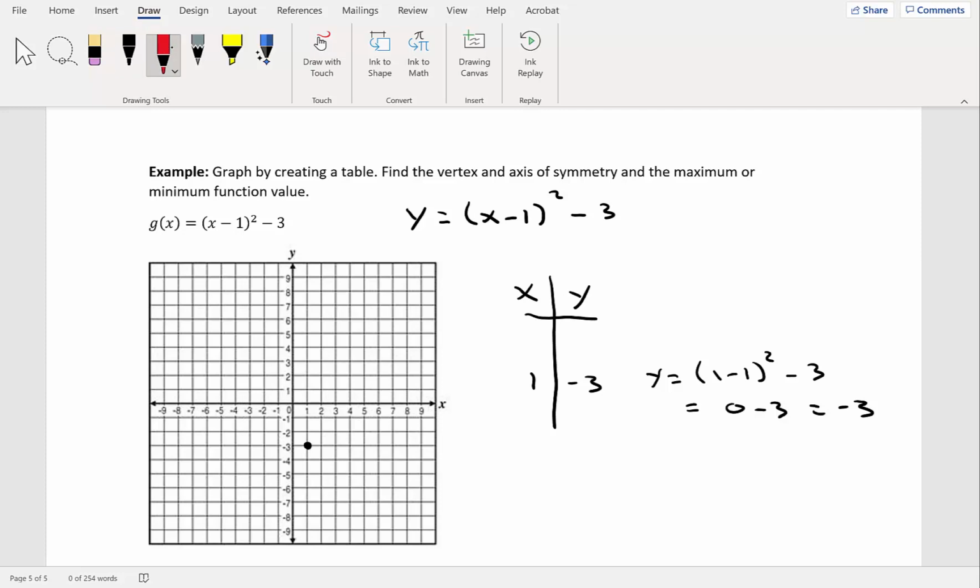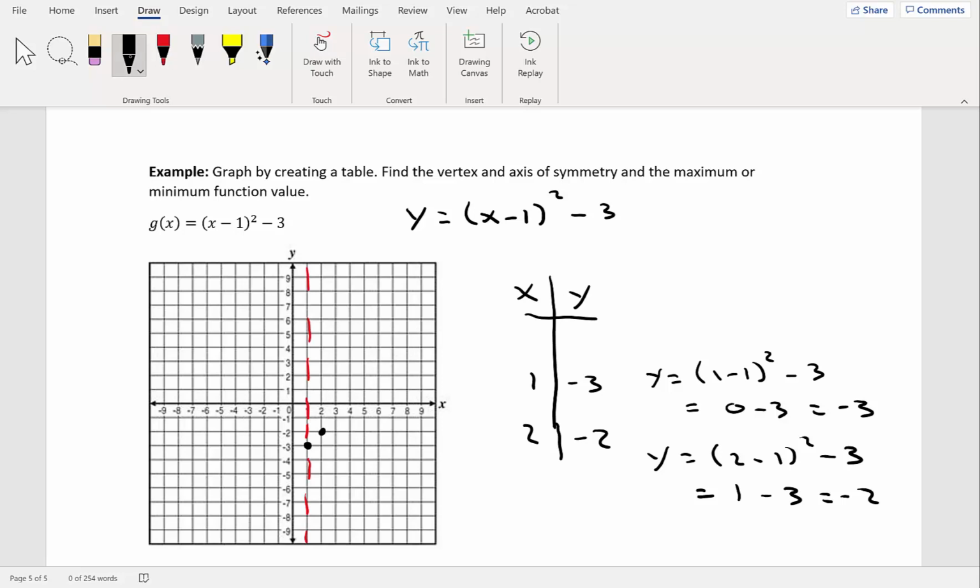Okay. Axis of symmetry goes through the vertex. So let's go ahead and draw that. And now let's find 2 more points. Let's plug in, say, 2 for my x. Now I have y is equal to 2 minus 1 squared and then minus 3. 2 minus 1 gives me 1. 1 raised to the second power gives me 1. So I have 1 minus 3, which is negative 2. So I have the point 2, negative 2.